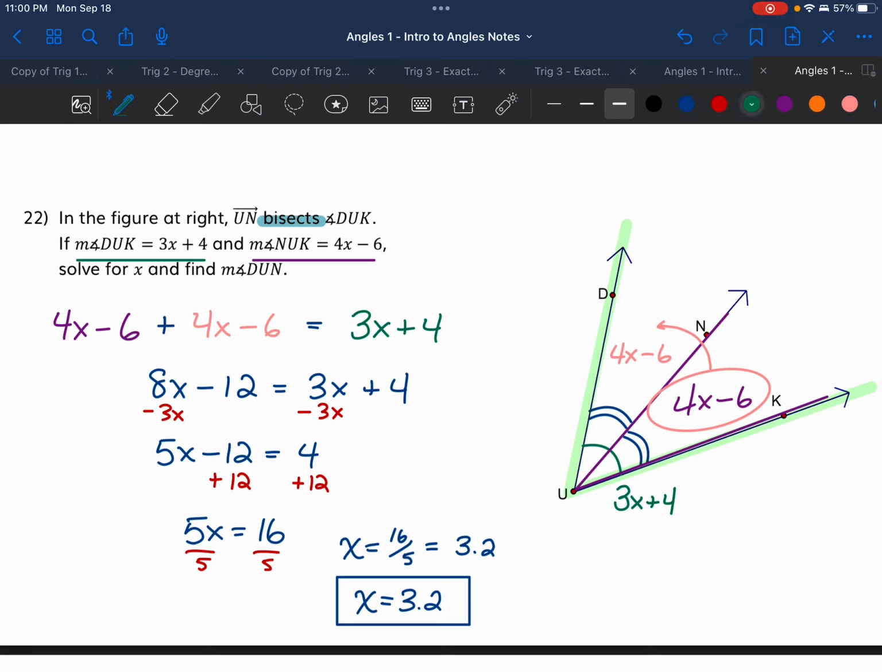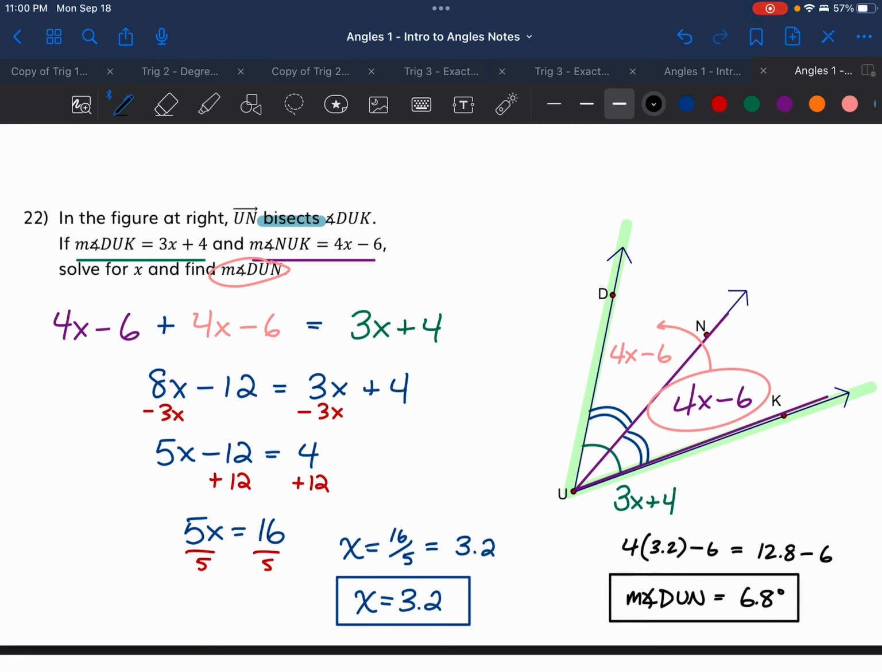This question also asks you to find the measure of angle DUN, which is DUN, connect the dots. This one right here, the 4x minus 6, because it's the same as the DUK, 4x minus 6. And so to end this question, we would actually have to say, what is 4 times 3.2 and then minus 6? Well, 4 times 3.2 is 12.8. 12.8 minus 6 means that the measure of angle DUN is only 6.8 degrees.